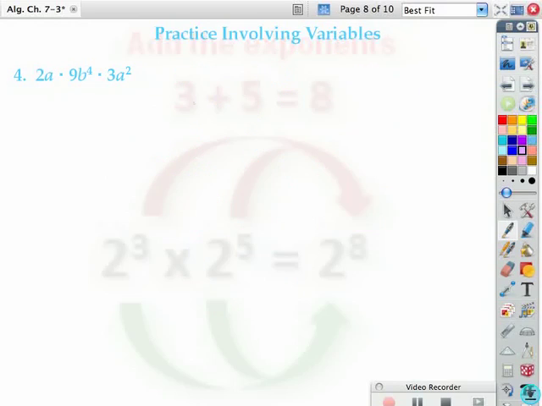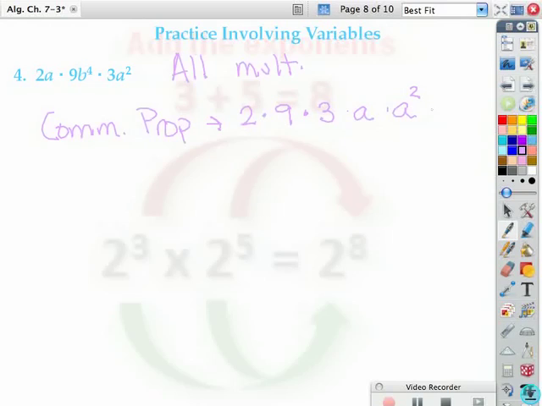Okay, one more with this. Now if you look, I introduced a second variable. So again, we know that we can write this, it's all multiplication. So I'm just going to skip ahead and do the commutative property right away and take 2 times 9 times 3 and then group my a's together times a squared and then tag that b squared on at the end, or I'm sorry, b to the 4th.